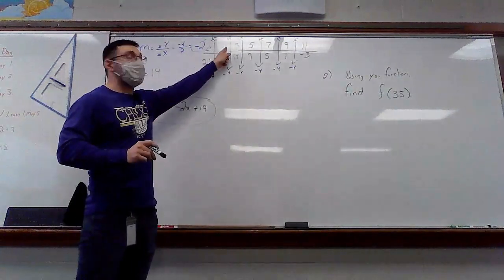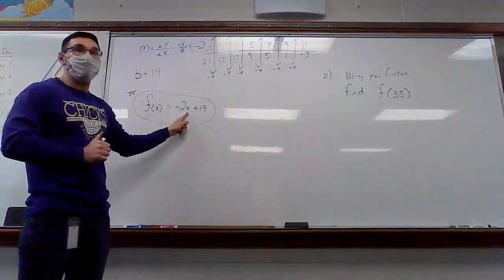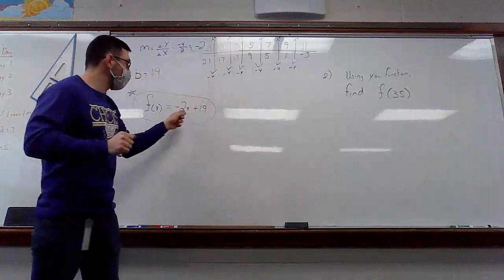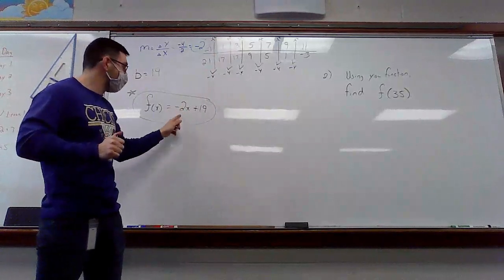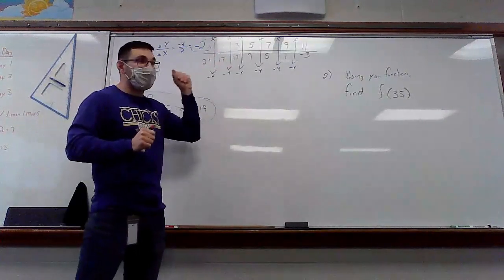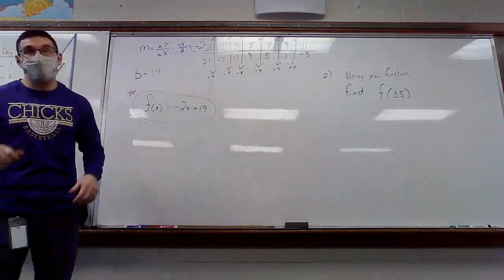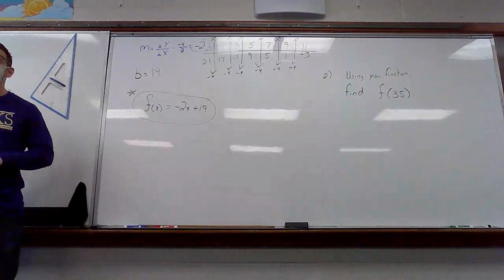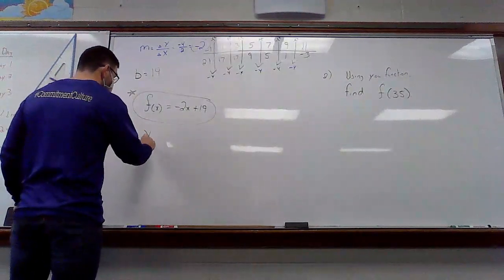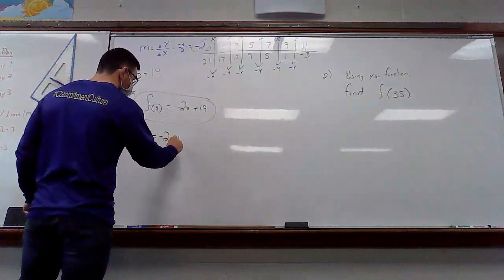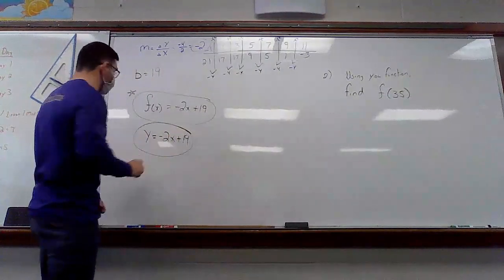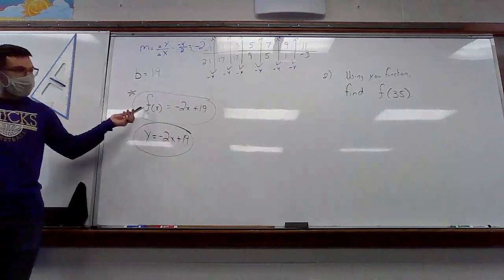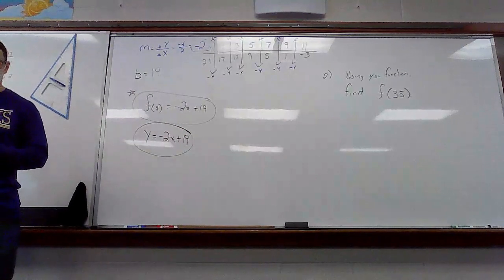Let's try this x. Negative 2 times 1 is negative 2, plus 19 is 17. Let's try 3. 3 times negative 2 is negative 6. Negative 6 plus 19 is 13. I could keep checking these. Guess what? It works. Any questions on how I got this function now? If you write the function as y equals negative 2x plus 19, are you wrong? No. You're not wrong, but if it's asking for the function, let's keep it in function form.